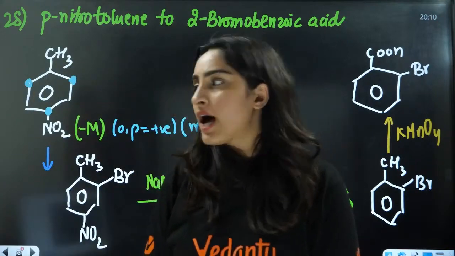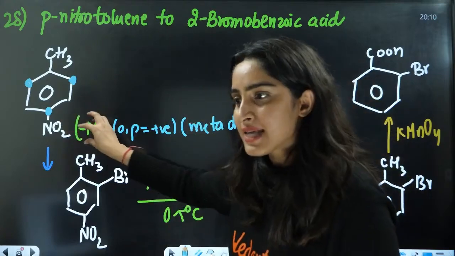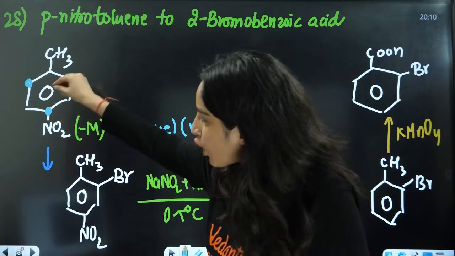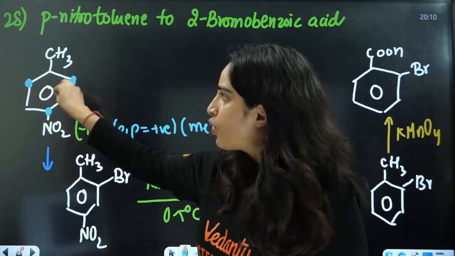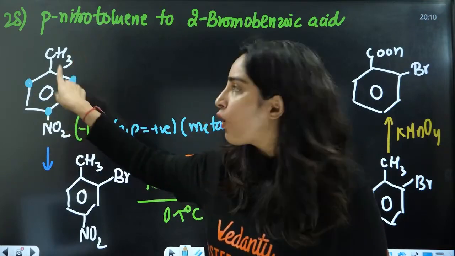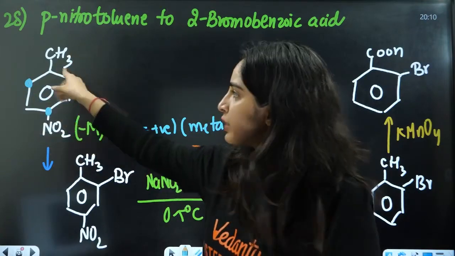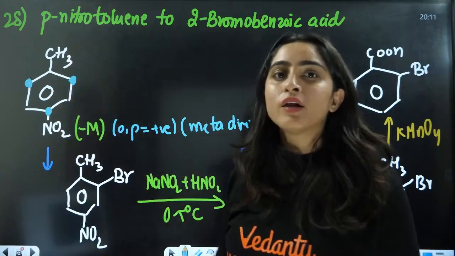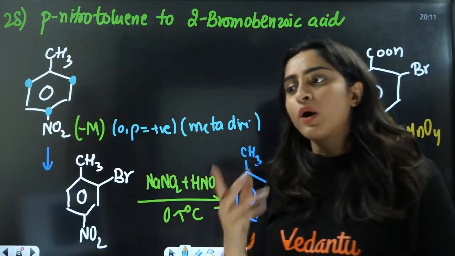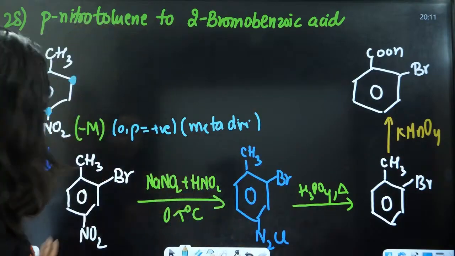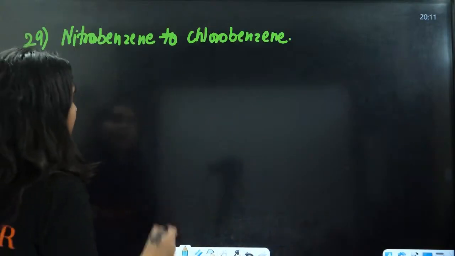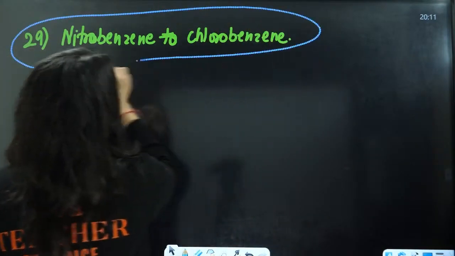If you talk about the minus I effect here, corresponding to NO2, these are the meta positions. So in comparison to NO2 also, it will be substituted on this position. There is no other position left for it, right? Okay, perfect.